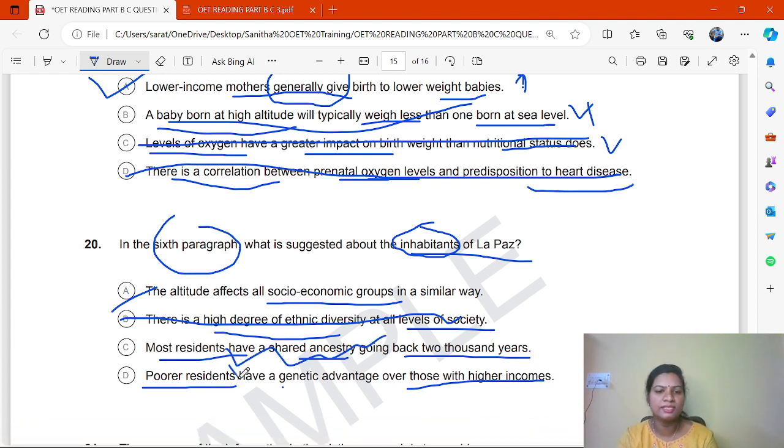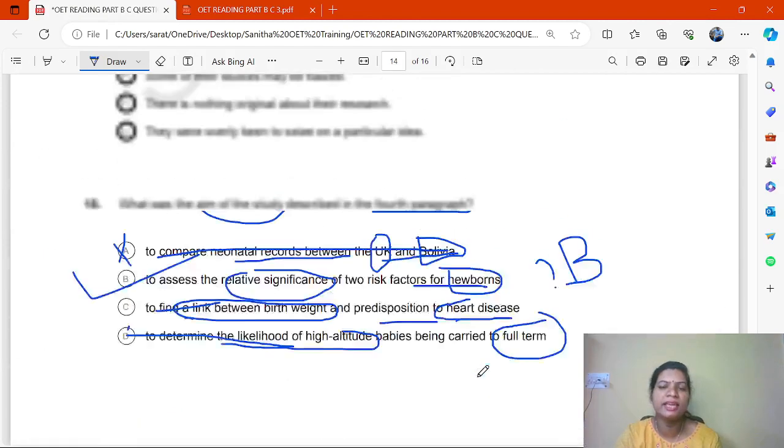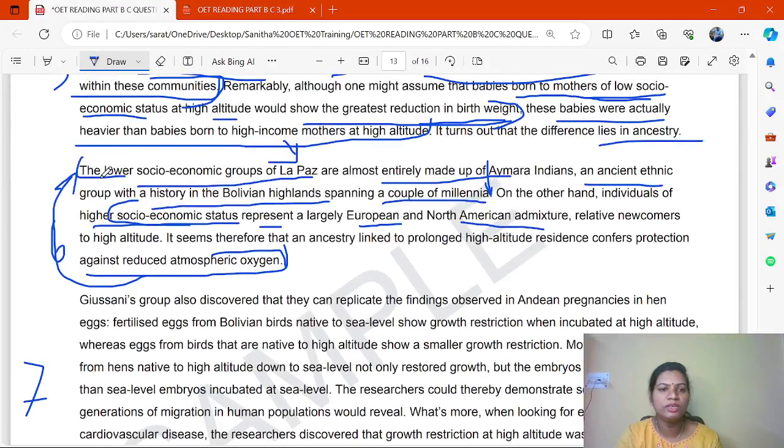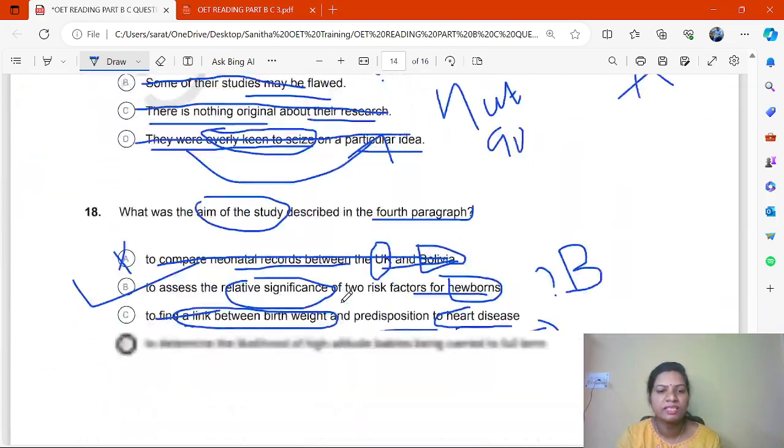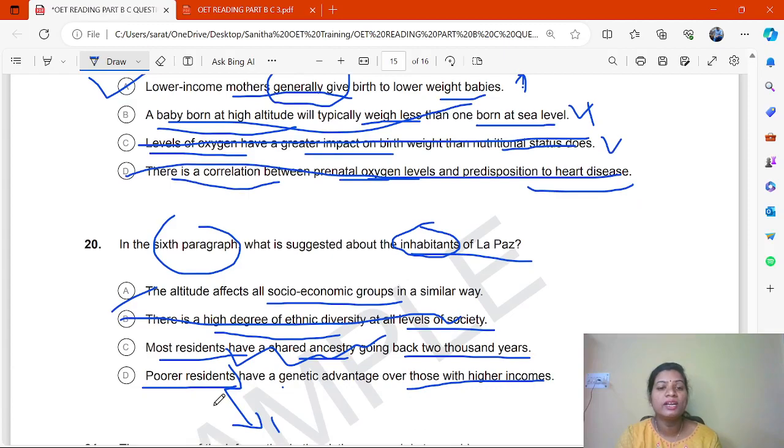Poorer residents, meaning low socioeconomic people, have a genetic advantage over those with higher incomes. Yes, it is saying so in the passage. The lower social groups are Aymara Indians, an ancient ethnic group with a history in the Bolivian highlands spanning a couple of millennia. On the other hand, individuals of higher income are the newcomers. Yes, it is in the passage. Poor residents have a genetic advantage over those with higher income.